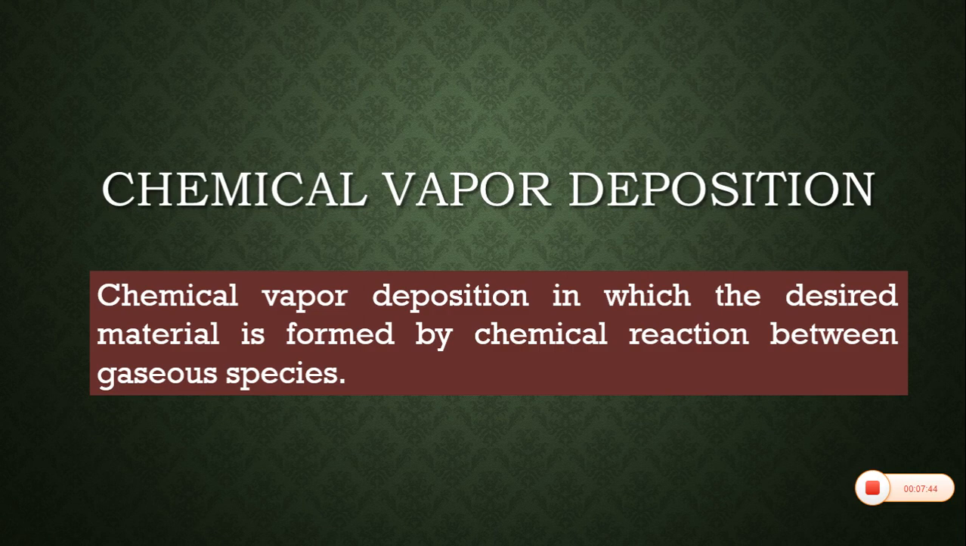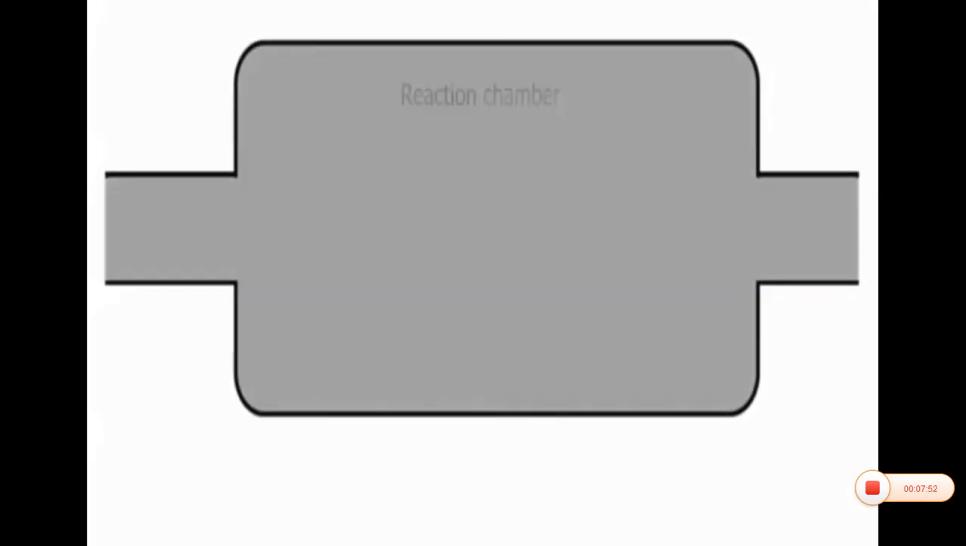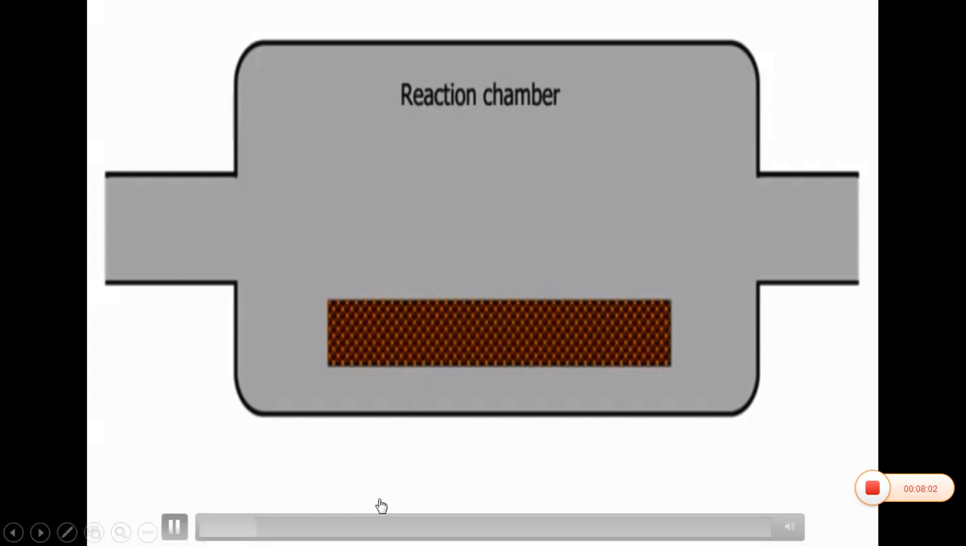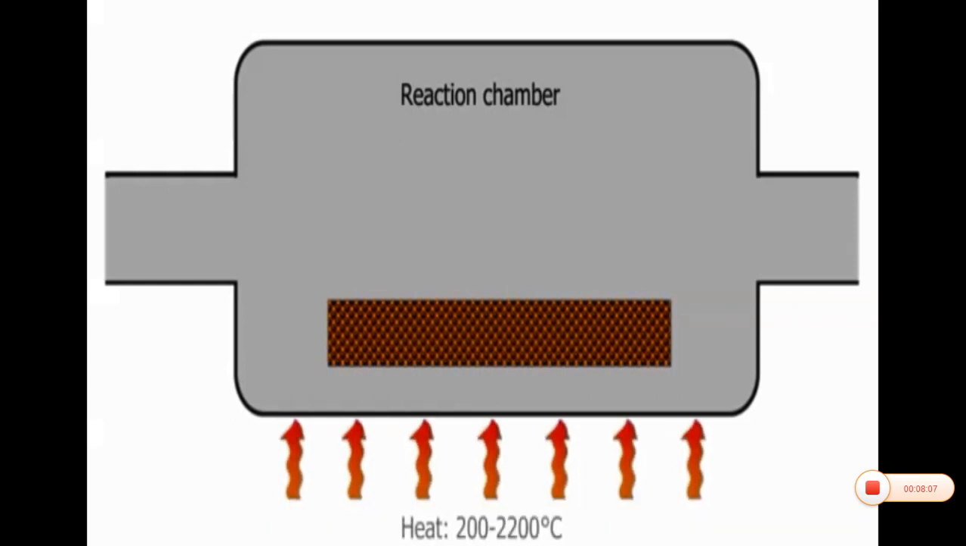Now, here we look at how the chemical vapor deposition process actually happens. Here you see the vessel. The vessel in which the reaction takes place is the reaction chamber. The substrate to be coated is placed inside the reaction chamber. It could be silicon or silicon dioxide. First, the substrate is heated to the desired temperature, which is about 200 to 200 centigrade.